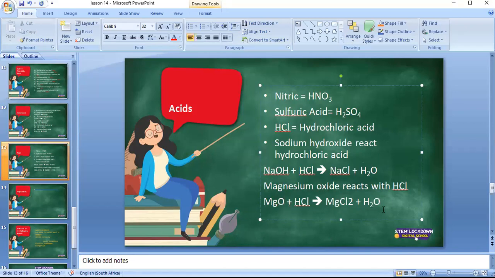So now I want us to look at the equation. Is it balanced? No. Why is it not balanced? There are two hydrogens on the left and only one on the right. What about chlorine? There are two on the left and only one on the right. So we put a coefficient of two in front of the HCl on the left. Now we've got two hydrogens and two chlorines on both sides.